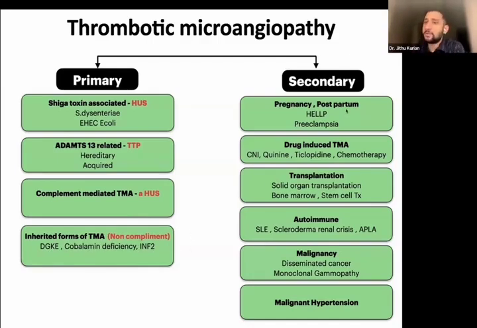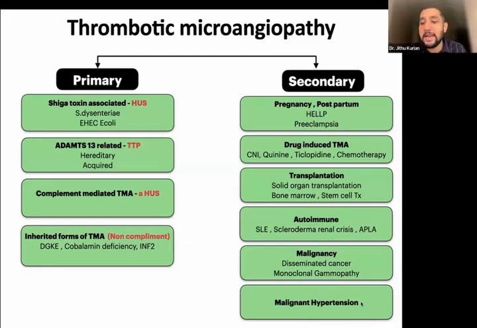Now, coming to the secondary causes, we are all very familiar with the postpartum or post-pregnancy TMA. We have certain drugs which can cause TMA by various mechanisms. Transplantation, predominantly solid organ transplantation, or more so bone marrow or stem cell transplantation. Autoimmune diseases like lupus erythematosus, antiphospholipid antibody syndrome, and scleroderma renal crisis can cause TMA. Malignancies, disseminated cancers, and monoclonal gammopathy are some of the other causes of TMA.